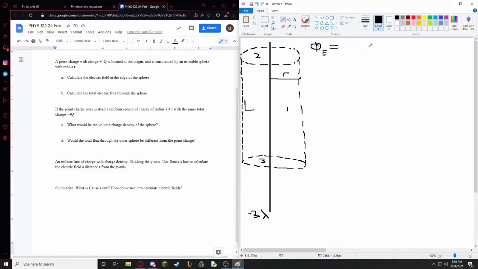Our flux is our closed surface integral of E dot dA over our entire surface. That's what the little circle thing, the closed surface integral, E dot dA, which is equal to our total enclosed charge over epsilon naught. So that's the first thing we want to look at: what is our total enclosed charge within our Gaussian surface? What is the total charge within it?